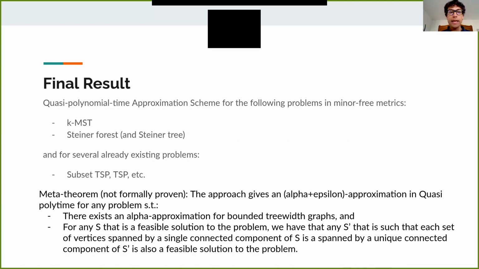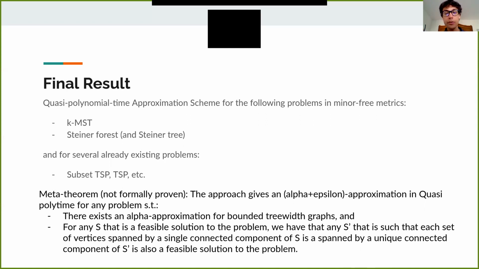So the final result we get is a quasi-polytime approximation scheme for KMST and Steiner forest, and these are the first results of this kind for minor-free graphs. KMST is the first approximation scheme for planar graphs as well. This can also be used to get subset TSP, and so on in minor-free graphs. In fact, most of these connectivity network design problems can be solved using that framework.